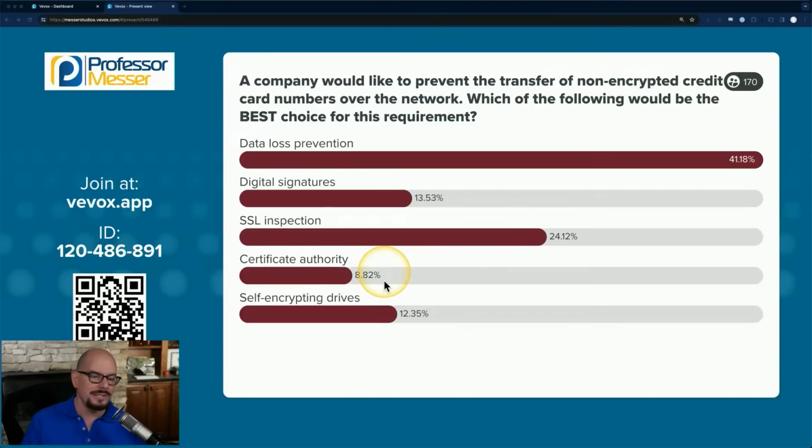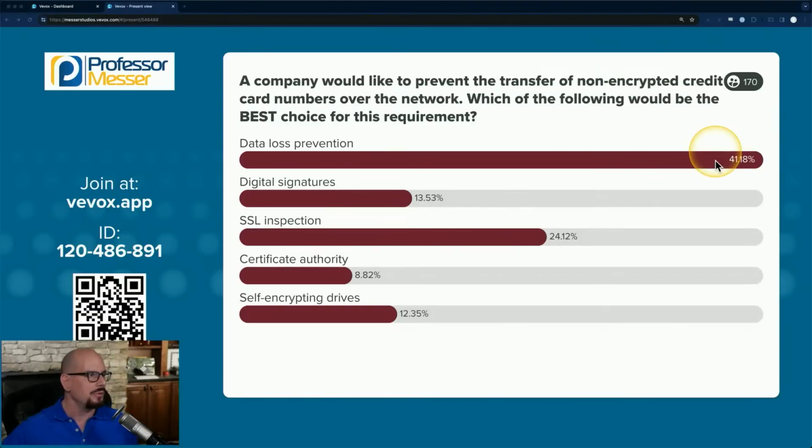Certificate authority is an entity. It's an organization or a person or group that maintains the certificates and verifies certificates for an organization. That has nothing to do with identifying and preventing the transfer of non-encrypted credit card numbers. And self-encrypting drives are certainly useful for protecting the data that is stored on those drives, but it has nothing to do with the data that's sent across the network. That's only for storage. So the answer here, and the one that most of you chose, was indeed data loss prevention. That is the right answer, and 41% of you got that one absolutely right.